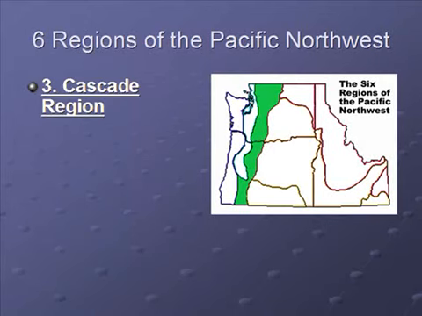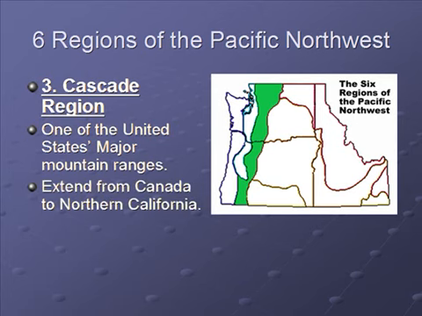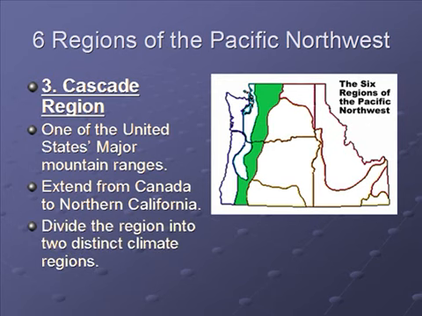Moving inland again, we will see the Cascade region. This is one of the United States' major mountain ranges. It extends from Canada to northern California, and it divides the region into 2 distinct climate regions.